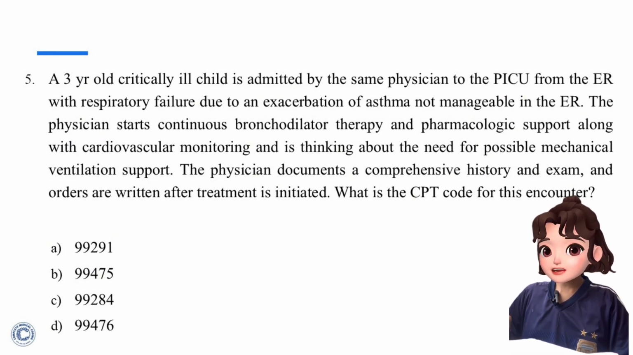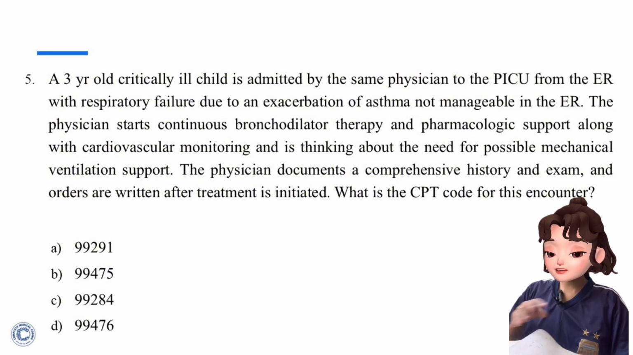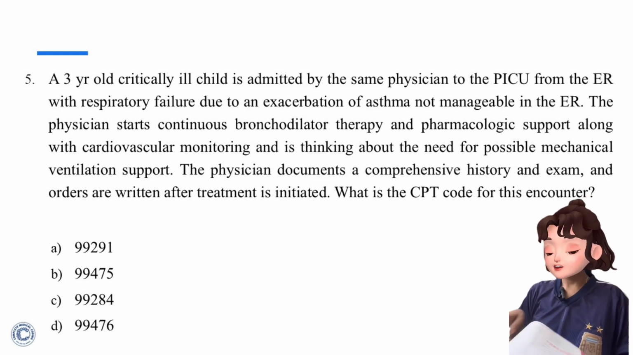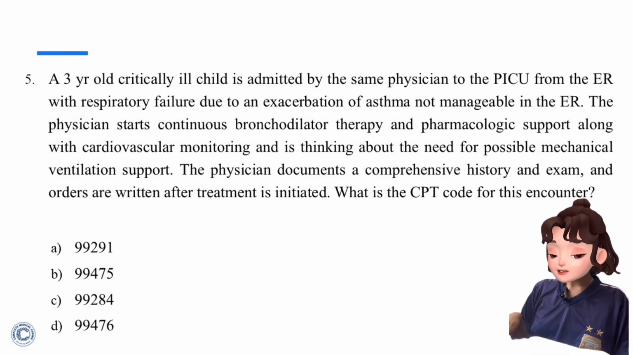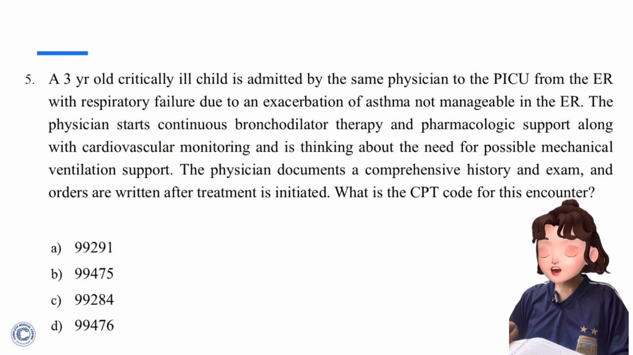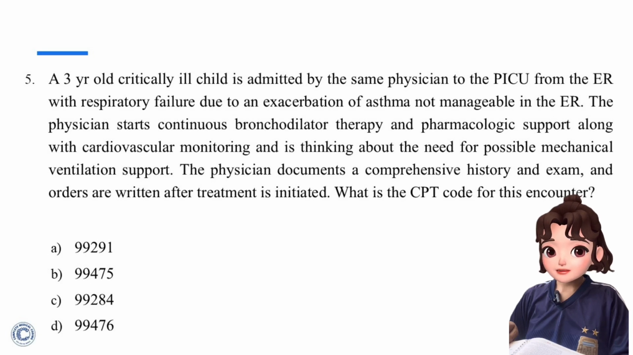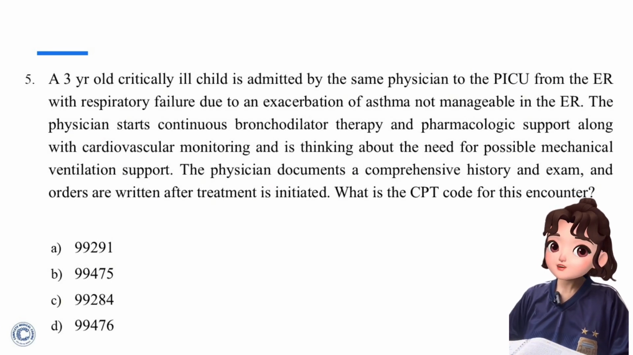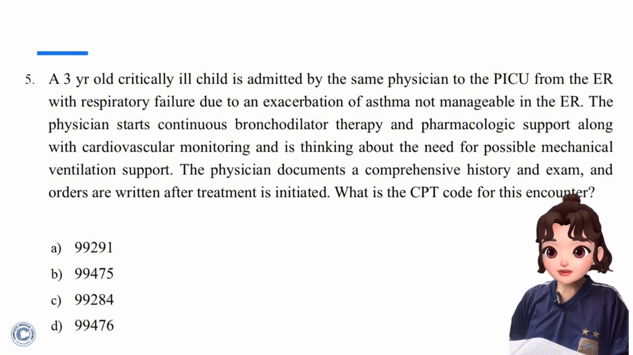If you go to option B, 99475. What is 99475? Go and check 99475. 99475 is the code for inpatient pediatric critical care. Pediatric ICU code is 99475. So, initial inpatient pediatric critical care per day for the evaluation and management of a critically ill infant or young child 2 through 5 years of age. Since this is a 3-year-old, you can code this one, 99475.